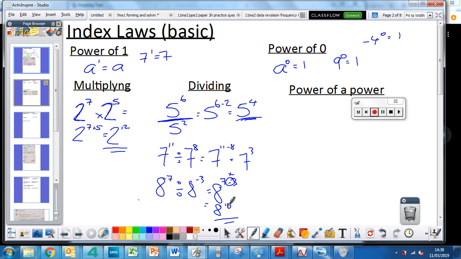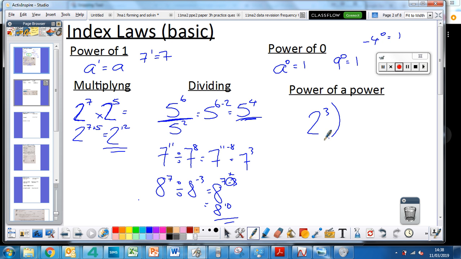Finally, powers of a power. If we're doing powers of a power, we're talking about something like this. 2 to the power 3 all to the power 5. And that's the third rule we're working with here. This tells us that we need to multiply the two powers. So these two powers here get multiplied. This becomes 2 to the power 3 times 5, which is 2 to the power 15.